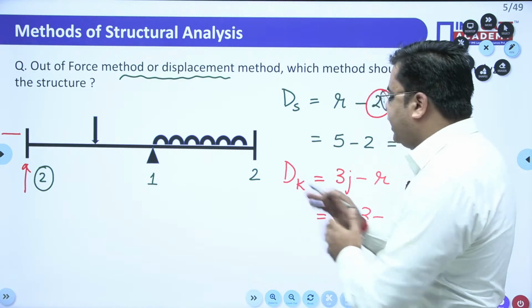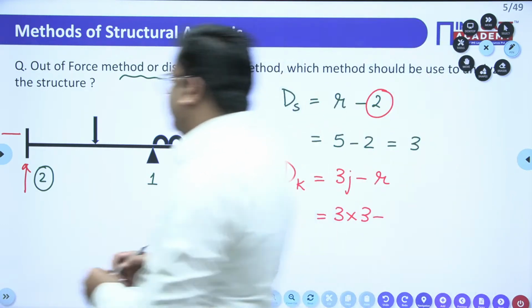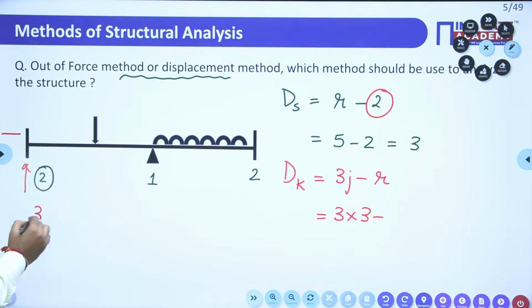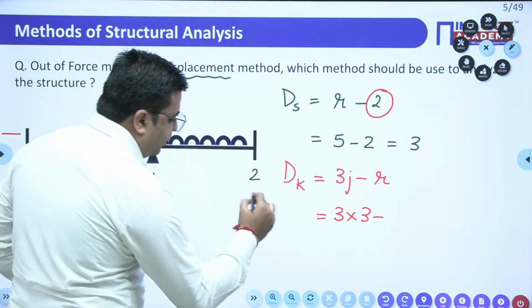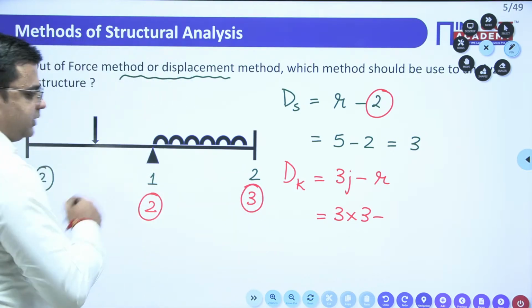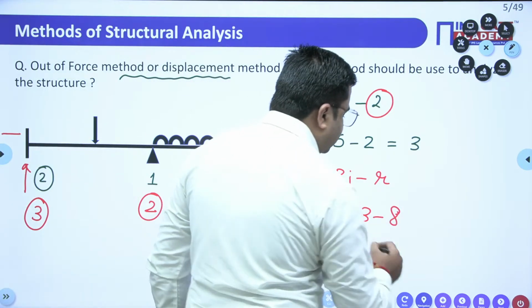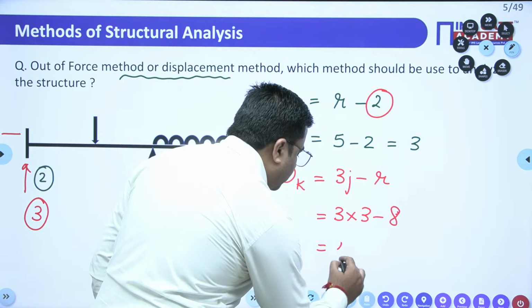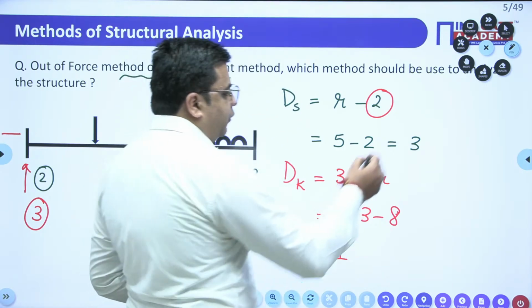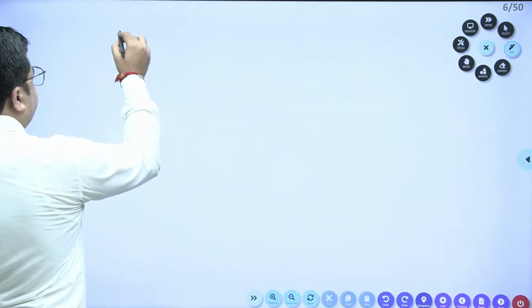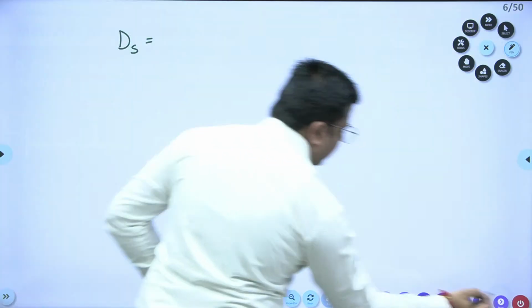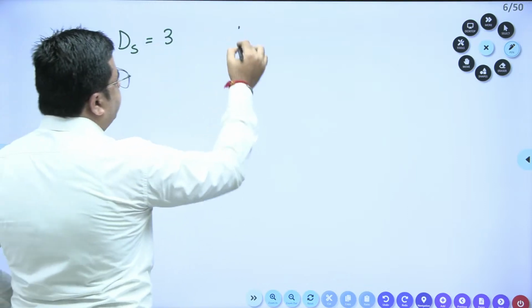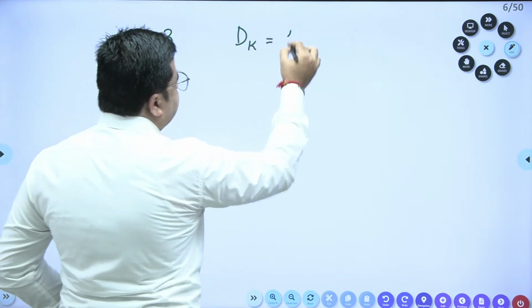So for calculating the degree of kinematic indeterminacy, the number of support reactions for this support will be 3, for the middle support it will be 2, and for the last, right-hand side support, it will again be 3. So the total is 3 plus 3, 6, and 2, 8 support reactions. So here the degree of kinematic indeterminacy is equal to 1, right? The degree of static indeterminacy, ds, comes out to be 3, and the degree of kinematic indeterminacy comes out to be 1.